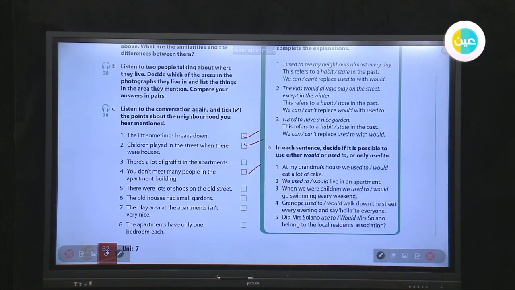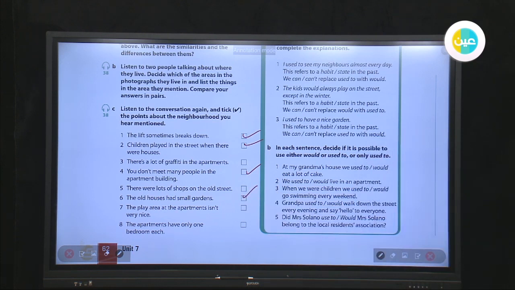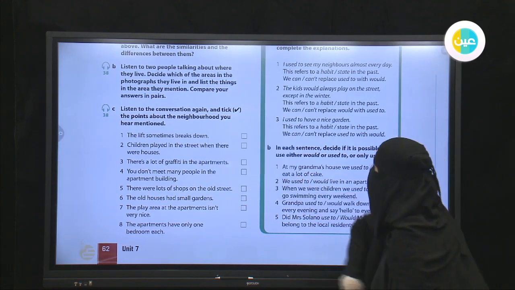Number 5, there were lots of shops on the old street. Have they mentioned this one? Also, we don't know. Number 6, the old houses had small gardens. Yes, they have mentioned this one. Number 7, the play area at the apartments isn't very nice. Yes, they have mentioned this one also. The last one, the apartments have only 1 bedroom each. We didn't hear this one. They didn't mention this point.